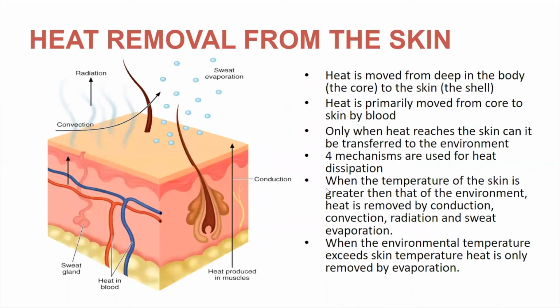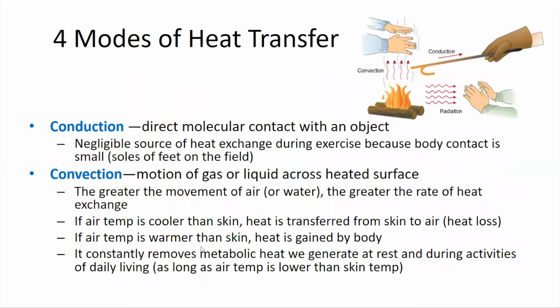The only way as humans we dissipate heat is to move heat from the core to our skin. And the way we do this is going to be through four different mechanisms. So the first two are conduction and convection. Conduction is the actual molecular contact of you with an object to transfer heat. So for example, if you wrap your hands around a warm mug on a cold day, you are gaining heat from that mug through conduction.